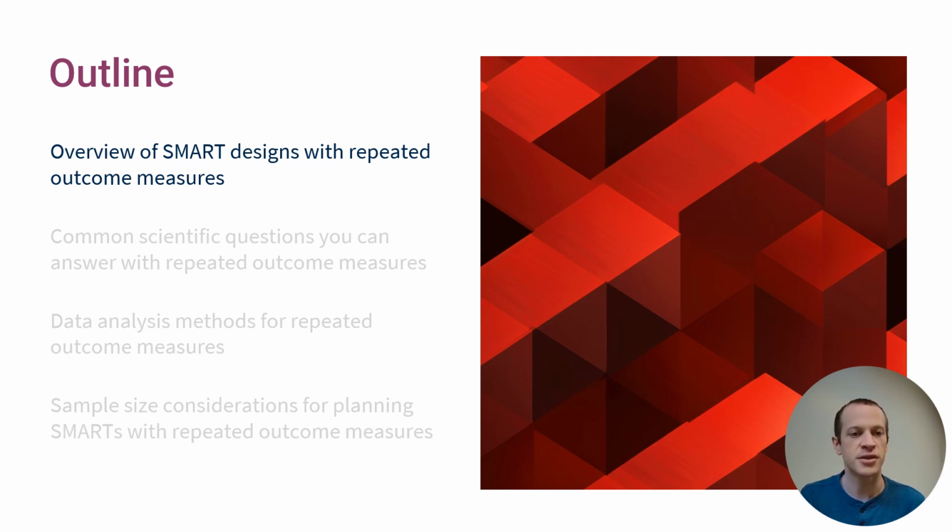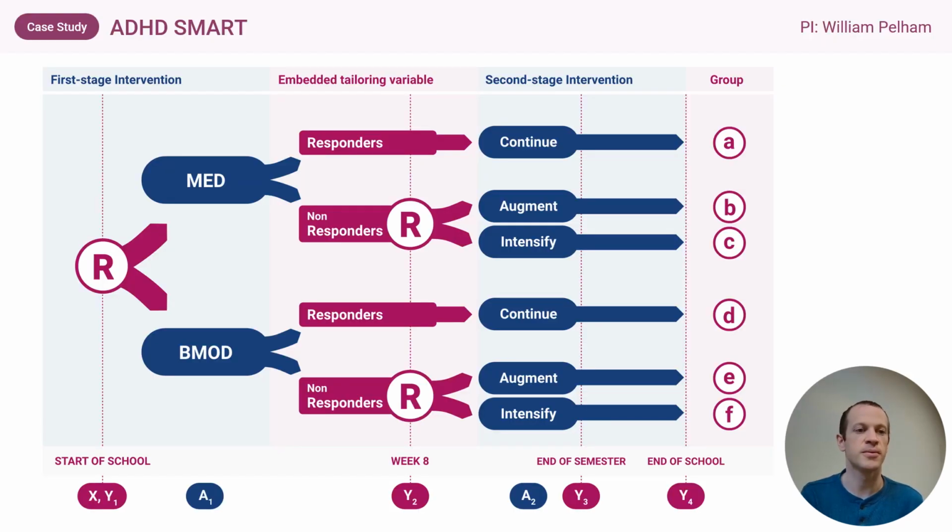So now we'll dive into the designs themselves. So let's look at the ADHD SMART that by now you are all familiar with and love. So the first stage here randomizes participants to either medication or BMOD, which is behavioral modification therapy. Then from there, we assess response status at week 8. Responders continue with their first stage treatment. Non-responders are randomized to either augment or intensify their first stage treatment. So you've already seen this diagram before.